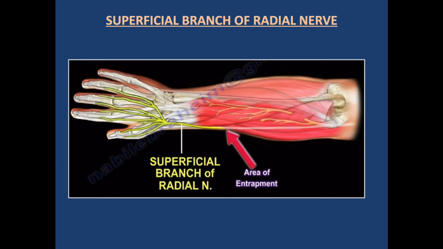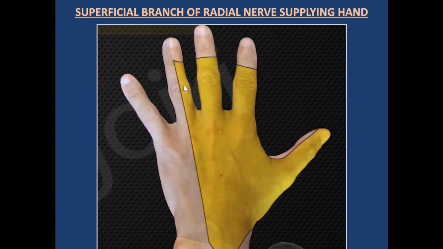This is a diagram showing the superficial branch of the radial nerve, which we can see on the lateral side of the arm and runs towards the anatomical snuffbox. Initially it is below the brachioradialis muscle and then it becomes superficial. This is the diagram showing the sensory innervation of the dorsum of the hand by the radial nerve. We can see the dorsum of the thumb, dorsum of the index, dorsum of the middle finger and lateral half of the ring finger, leaving the nail bed area for median nerve.